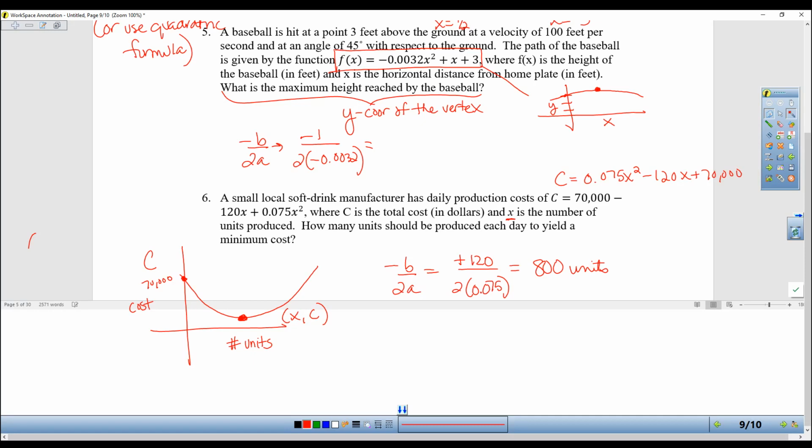This time, I don't need to plug it back in and find the y-coordinate. That would be if they said, what is the cost of making 800, but they didn't. They just said how many units. So it's important that you know which one you're looking for, the X or the Y.